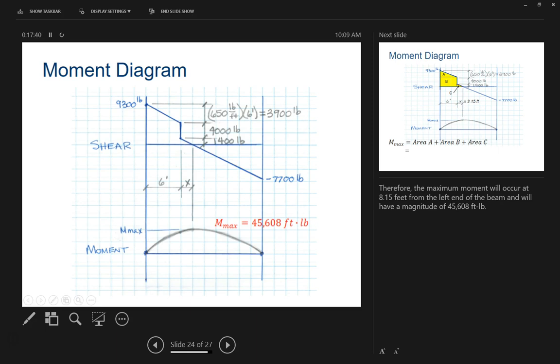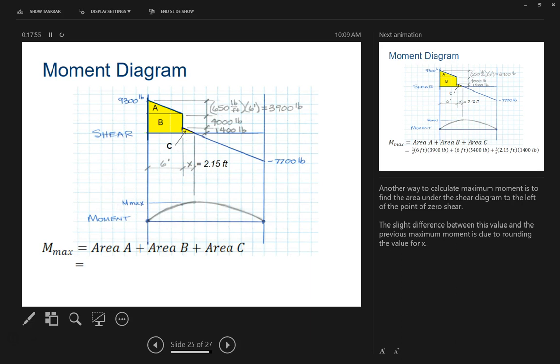Okay? Now, what I like about this is that there's another way to do it. And I think that the other way to do it is maybe a little bit easier. Because for me, maybe it's a little bit more visual. But we are trying to find the maximum moment by basically adding up all of the moments that we had on the left side of this shear diagram. So everything from this point over, from the x equals 2.15 over to the left of that, we're trying to add all that stuff up.